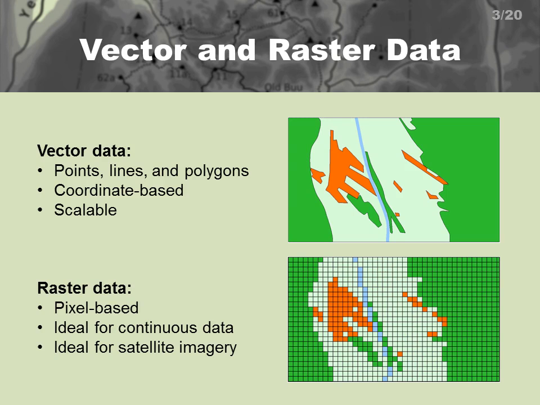Raster data is made up of pixels arranged in a grid, exactly the same as how a digital image is made up of pixels as well. A raster data format is very useful when you want to encode a variable that has a continuous range of values, like elevation or temperature. It's also very useful for satellite imagery. These concepts will come up again in a little bit.